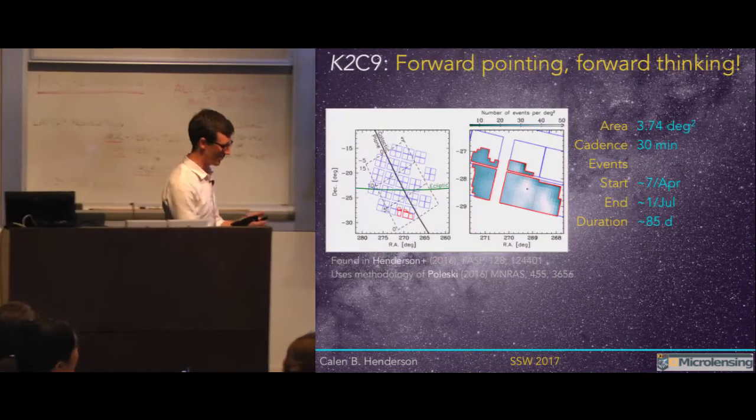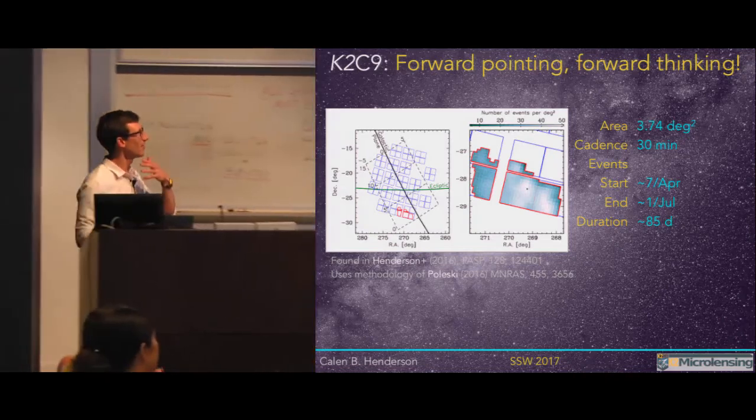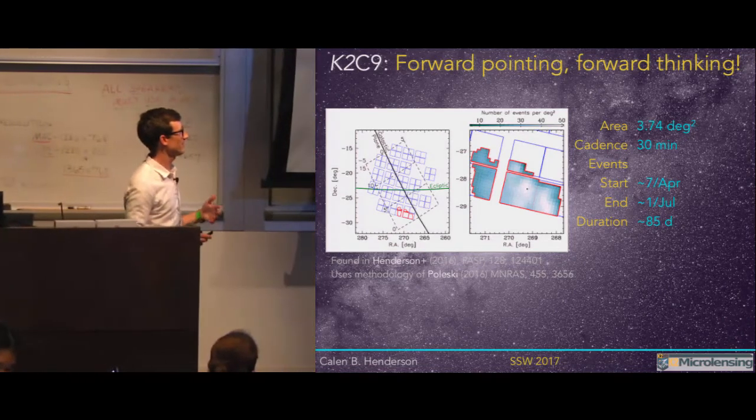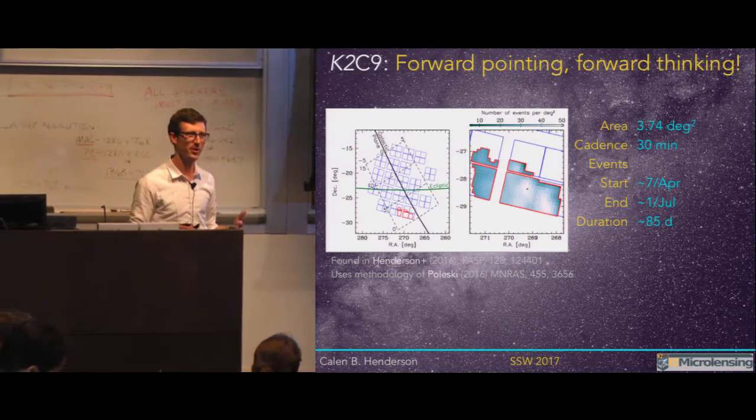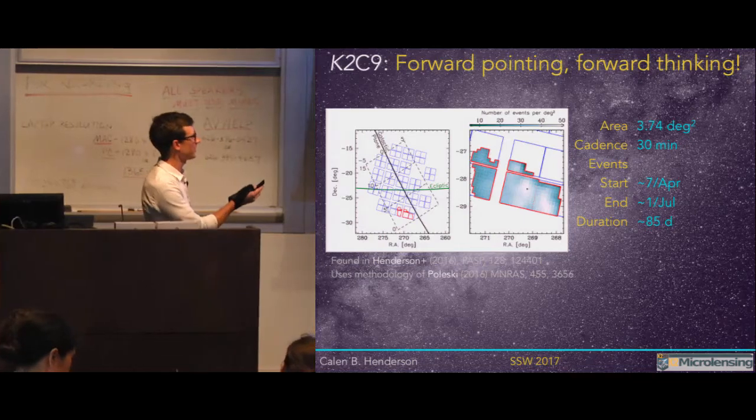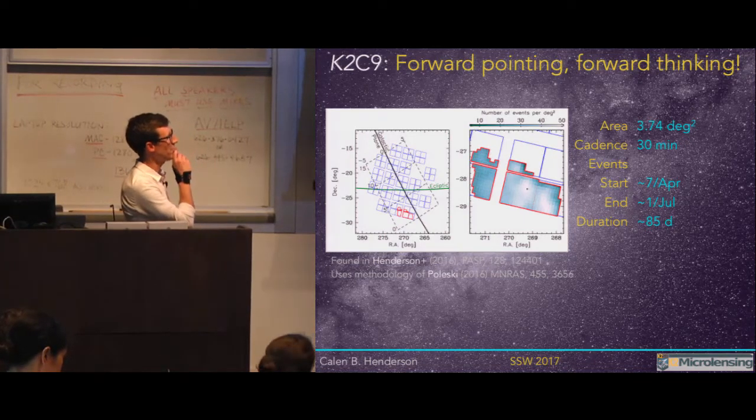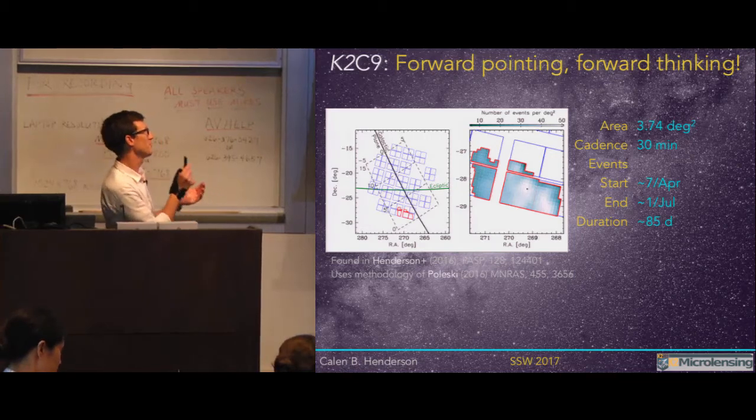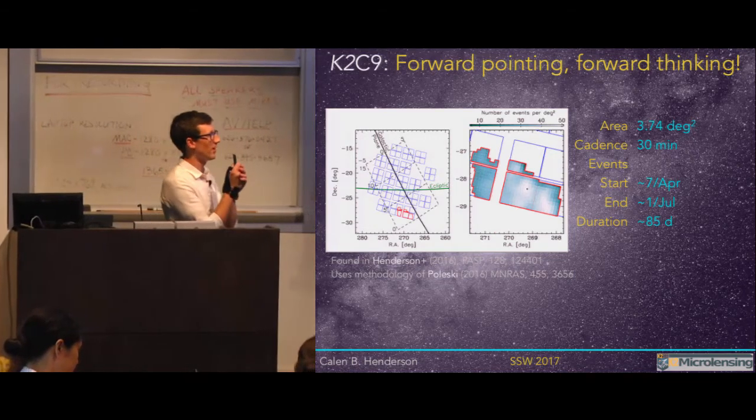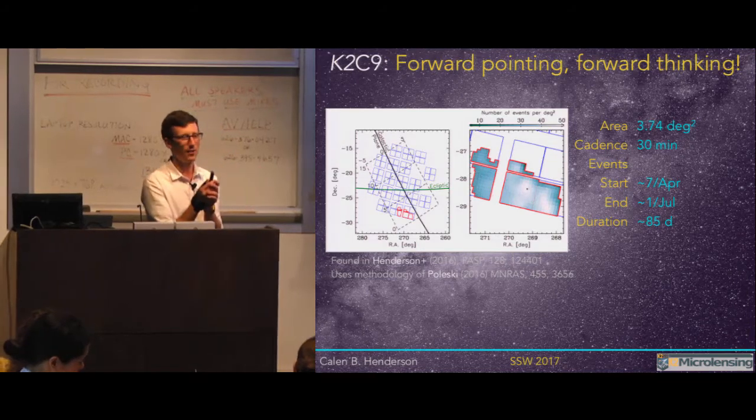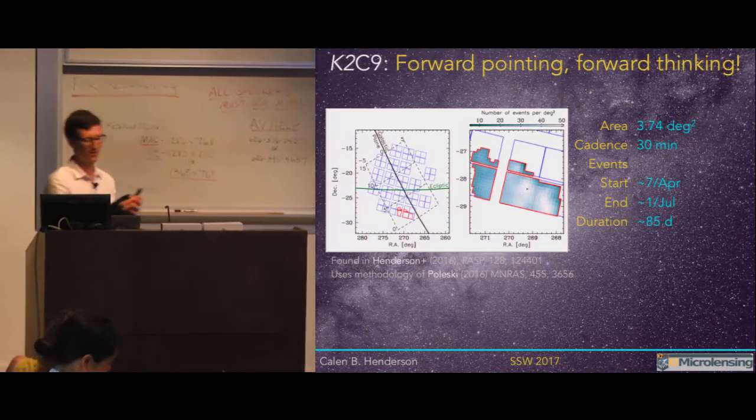So what are the parameters of the campaign? The K2 project office worked very hard to give us a significant fraction of their pixel real estate to assign to the survey last year. It resulted in a total area, all said and told, of about 3.7 square degrees. This was long cadence data, so every 30 minutes. The start was 7th of April last year and it ended in early July, with a campaign duration of about 85 days.